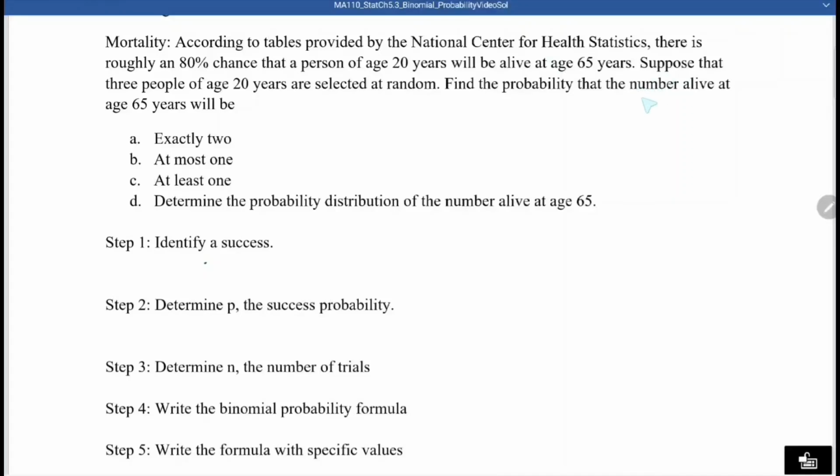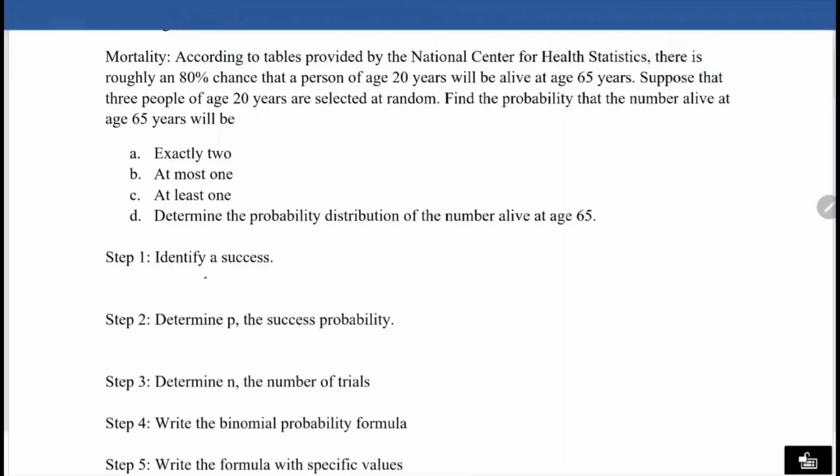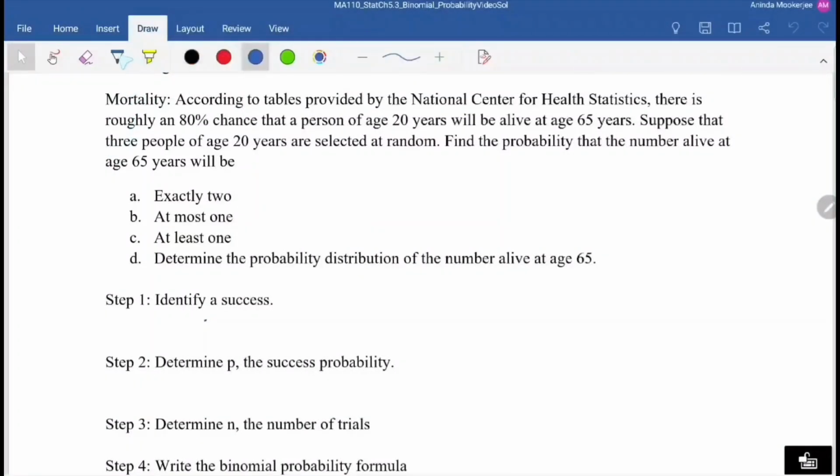So here it says find the probability that the number alive at age 65 years will be so and so. So what we are looking for is the number alive, and that's our success. If we find somebody alive till the age of 65, that's a success. So the way we are going to answer is identify a success. Success is finding a person of age 20, and let me take out my pen and start writing here.